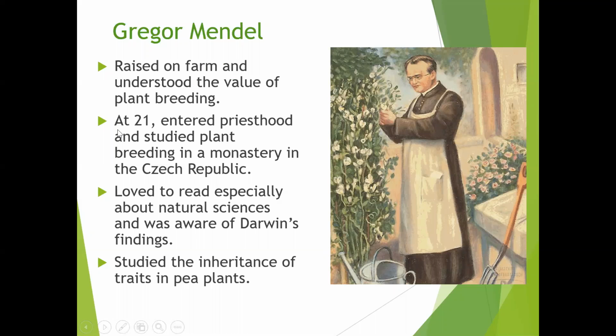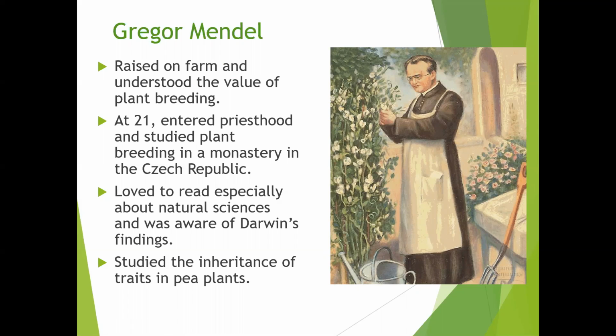At 21, he entered priesthood and studied plant breeding in a monastery in the Czech Republic. So he actually was a monk. And he loved to read, and he was very interested in natural sciences. And he was also aware of Darwin's findings. And later on, we will talk about how Darwin, who's considered to be the father of evolution, is related to Gregor Mendel, who is considered to be the father of genetics.